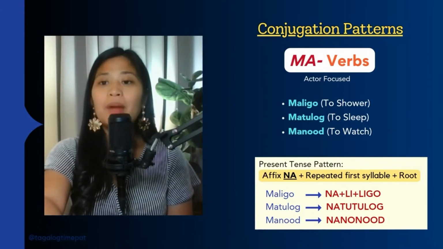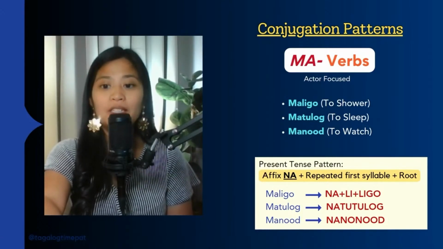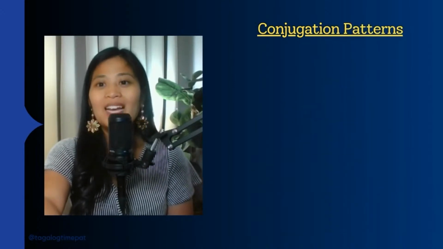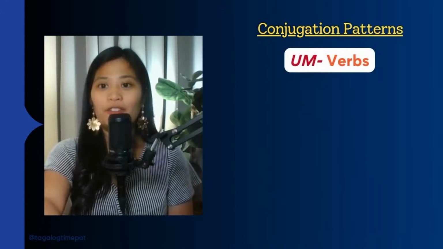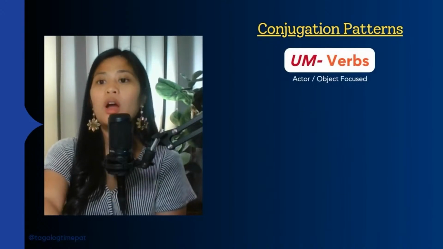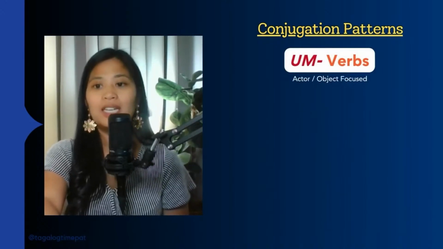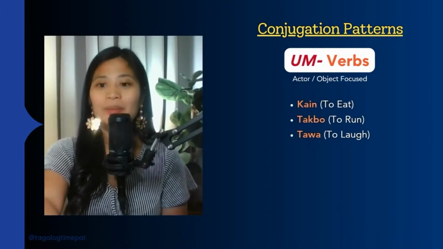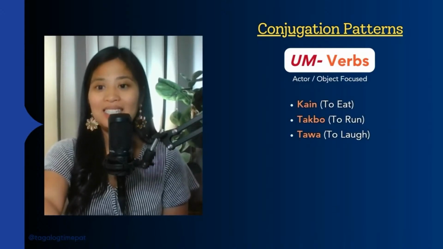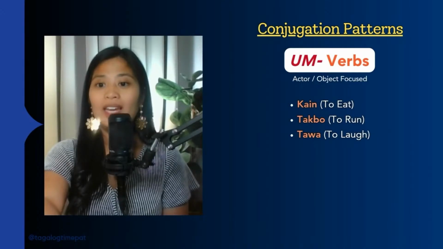So mag and ma verbs have a very similar pattern. The only difference is that affix in the beginning. Now let's take a look at um verbs. These can be actor or object focused, depending on the context. And here are some examples. Kain is to eat. Takbo is to run.